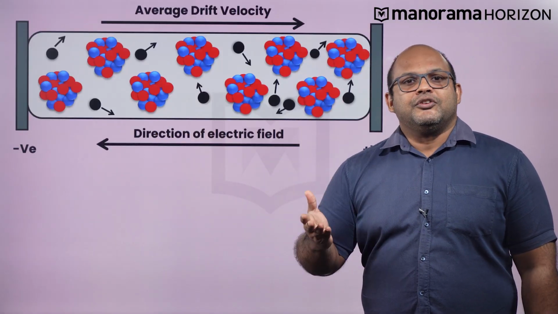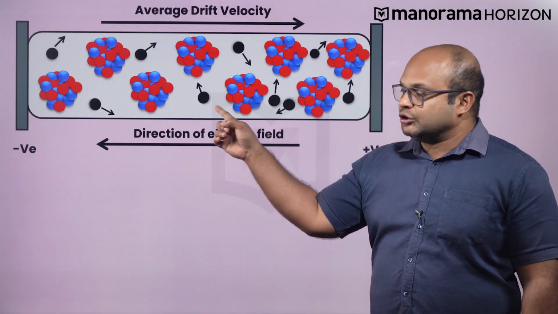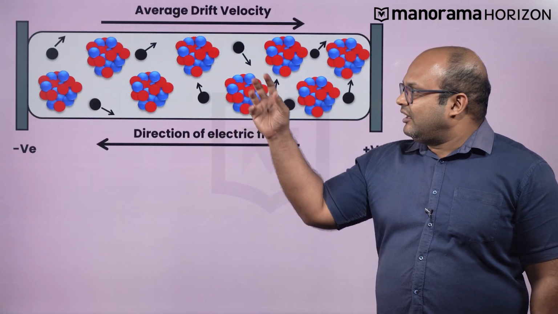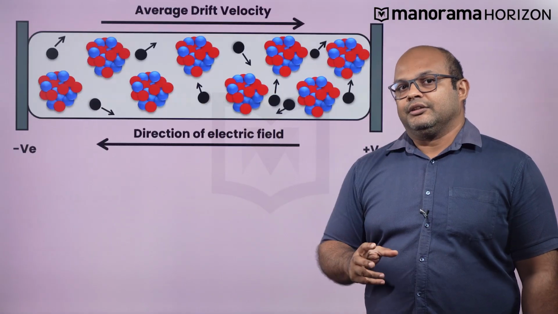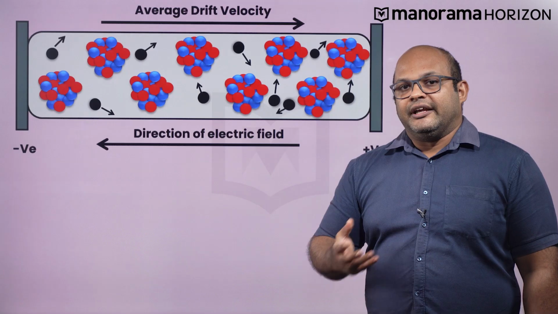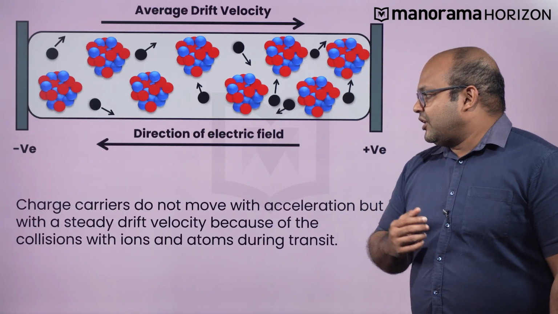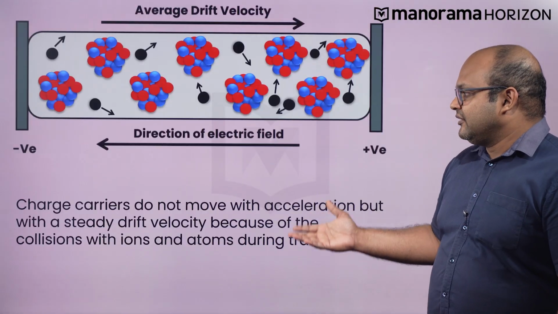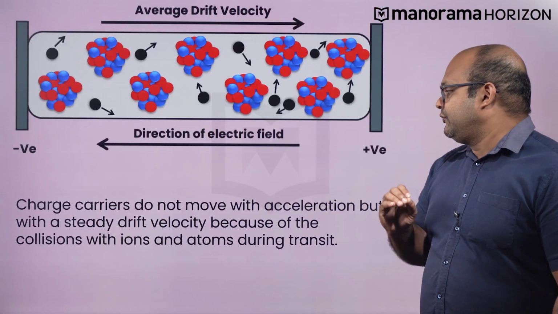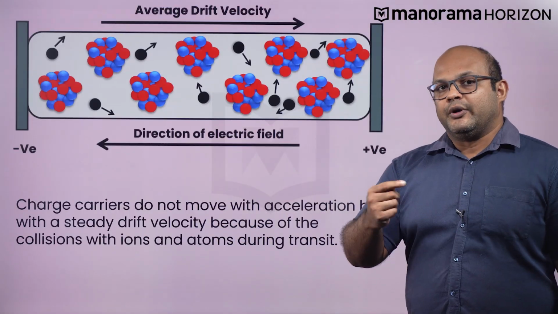Unfortunately, this conversion is not perfect, and it is not perfect because the charges are constantly in collisions with the positive ions and other imperfections inside the conductor. And during each of these collisions, energy is being liberated in the form of waste heat. So we see that charge carriers do not move with constant acceleration, but at a steady drift velocity because of the constant collisions with the ions and atoms during their transit.